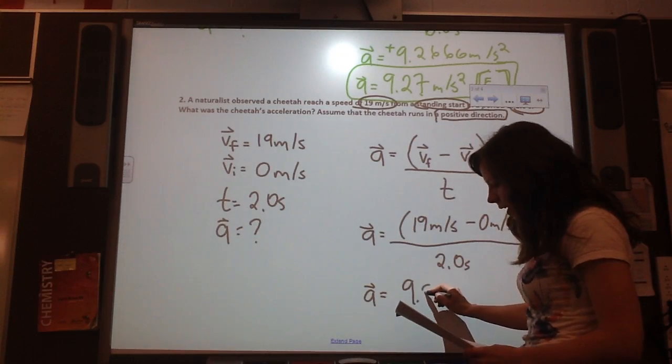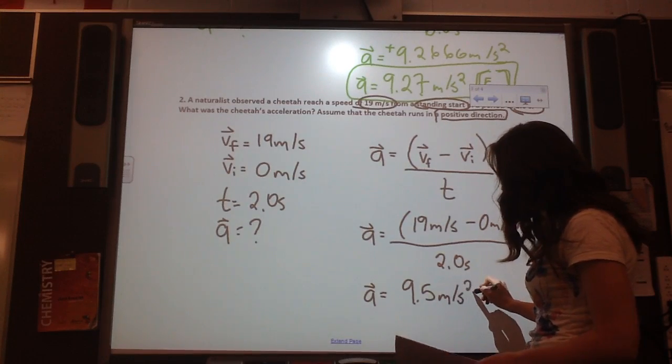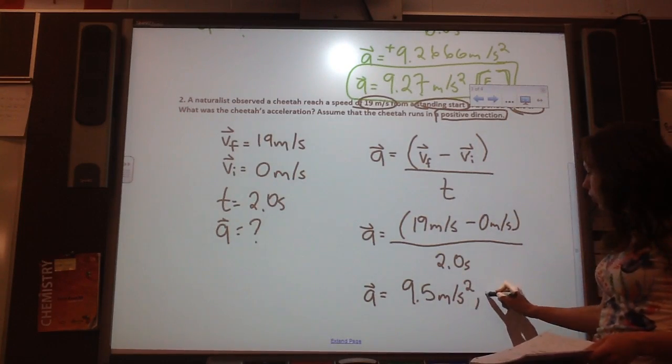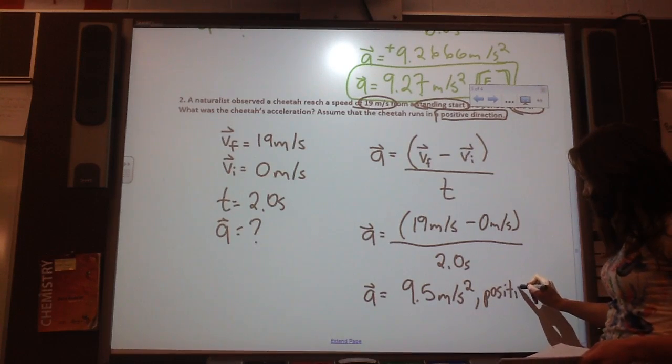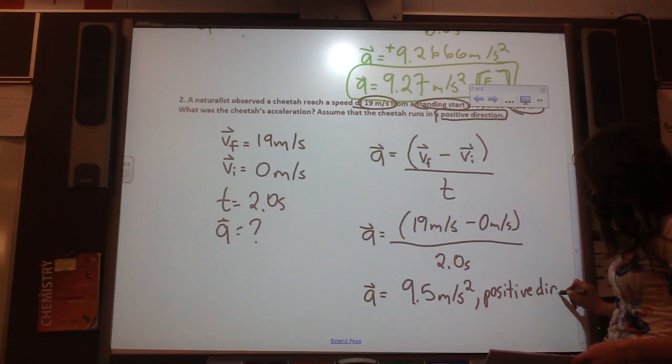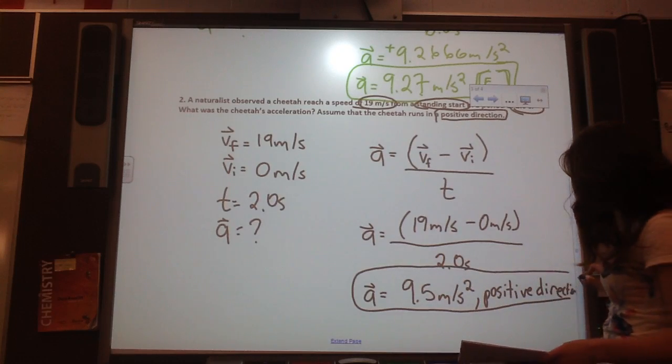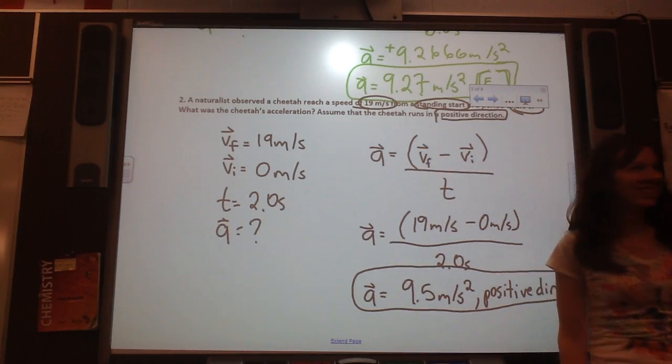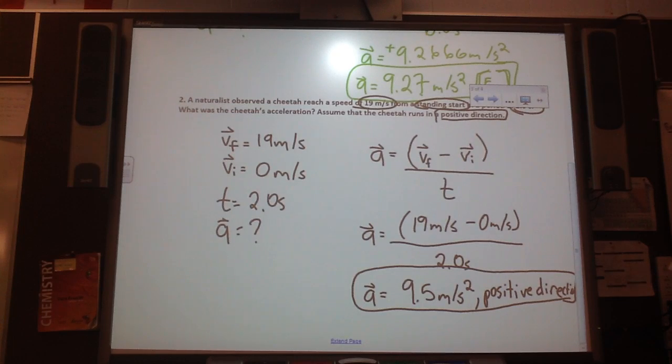So 9.5 meters per second squared, and that's already in sig digs, and then we just put positive direction. Also, if it just says in a positive direction, we don't just put PD, because that could mean professional development. You don't know it's east. It could be north. North is also a positive direction. Up is a positive direction. So all we can just put is positive direction. And right's positive.